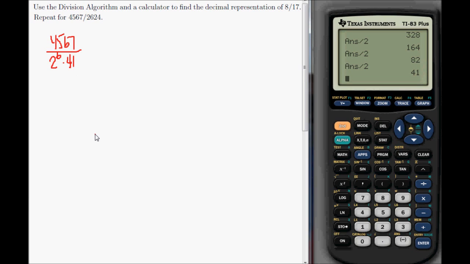Okay, so a few observations. We know that the decimal expansion will have a delay of length 6 and then a repeating part. Now, how do we figure out the length of the repeating part? Well, we have a rule that says that the length of the repeating part is going to be a factor of phi of 41.